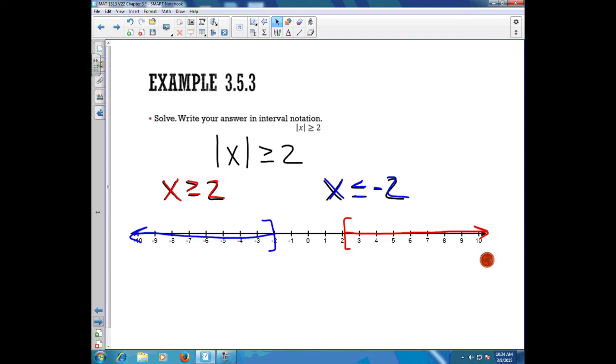And so if we want to write this in interval notation, we're going to get minus infinity to negative 2 with a bracket, and then a union to infinity. And remember that the union, the little u, is just a symbol there to connect those two sets of numbers. It just says that those two sets are 1.